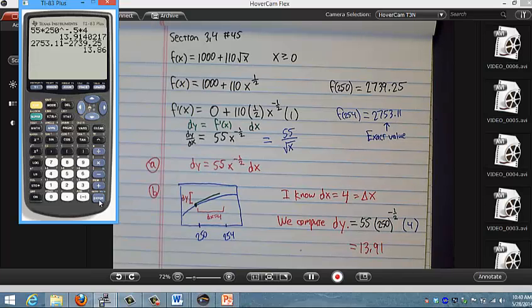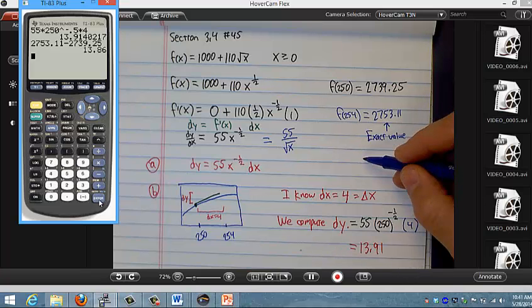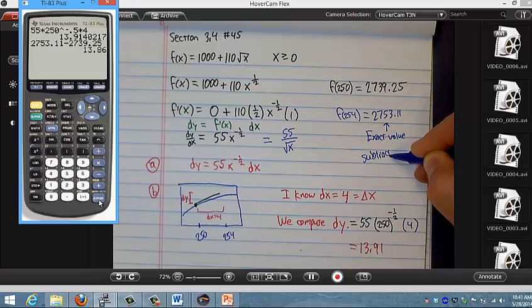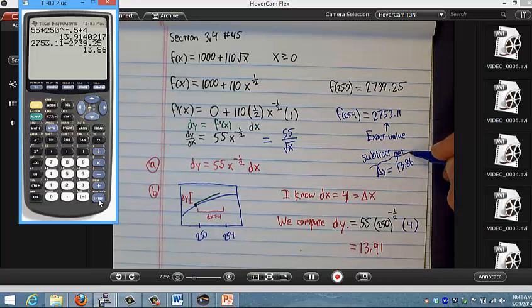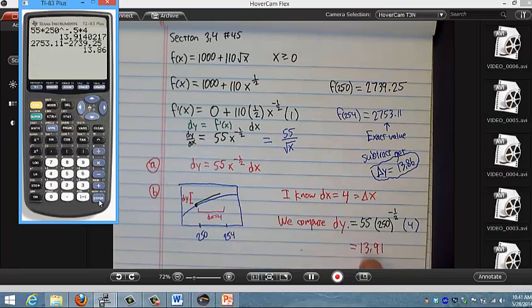13.86. Okay? Do you know what when I subtracted what I just computed? 13.86. That's right. Get 13.86. That's delta y. Okay? So the actual difference is 13.86, but my linear approximation was 13.91. That's only a nickel off. And that's not bad. Brian, you had a question.